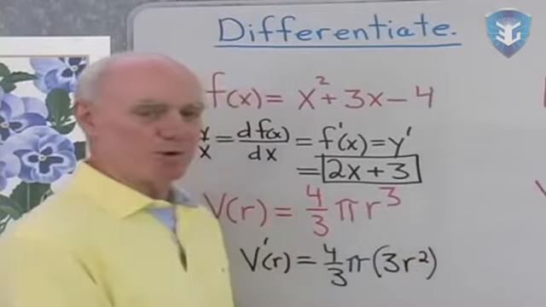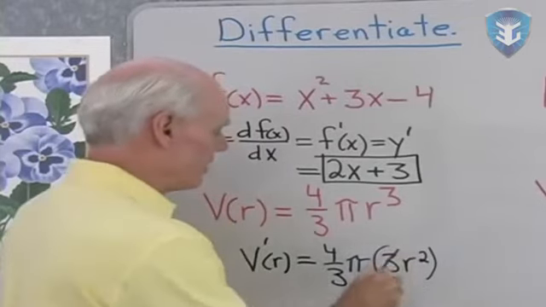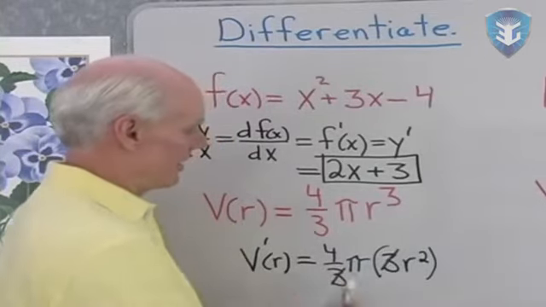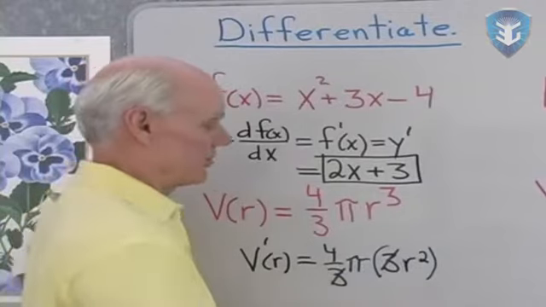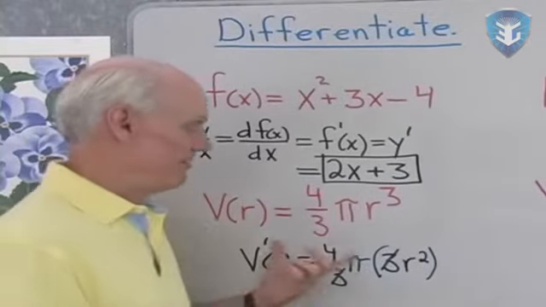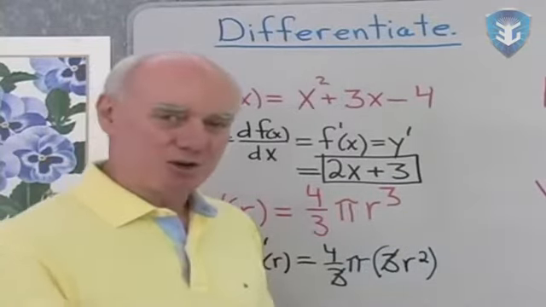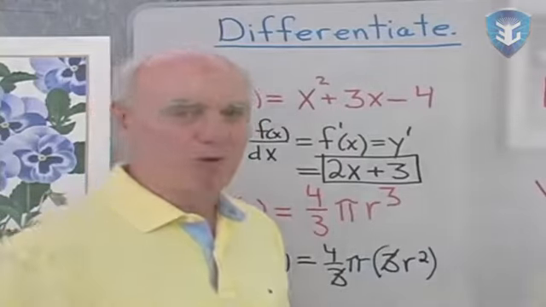That's my exponent rule. Now I can simplify this a little bit. I'll just divide out those 3's, and I end up with 4 pi r squared for that derivative of v with respect to r. Let's go a little farther here and do a couple more.